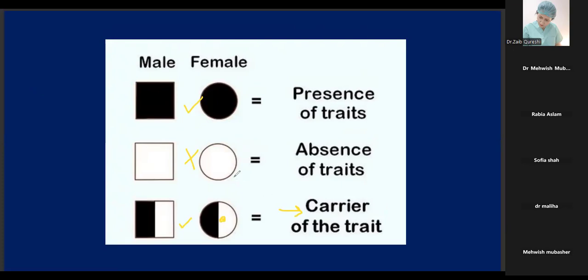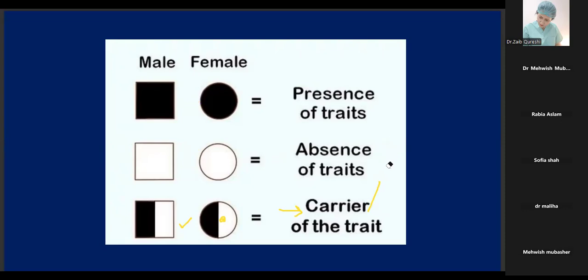And also you have to remember this very important point: if you don't know anything regarding the presence of the carrier trait, then in the charts the person will be shown as non-diseased. Okay, I'm revising this thing.